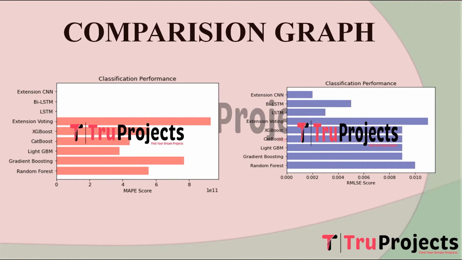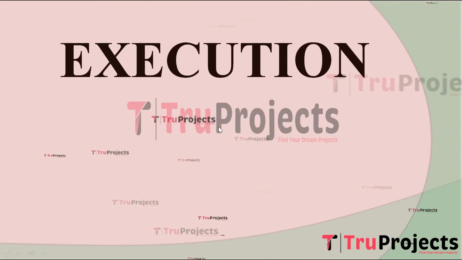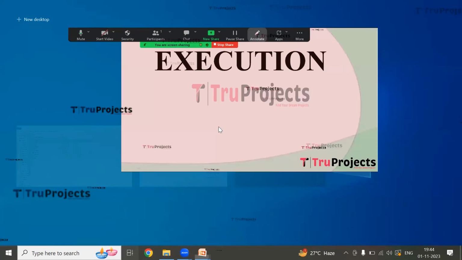RMSLE penalizes underestimations more heavily than overestimations. Execution. To execute this project, first we need to open the code folder which contains the project source code files.